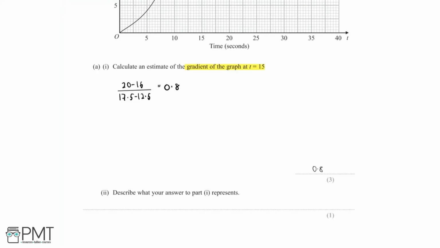Now in the second part of part A, we need to describe what our answer to part I represents. Well, now the gradient is equal to the change in y divided by the change in x. We have speed on the y-axis and time on the x-axis. And so we can think of the gradient as the unit on the y-axis divided by the unit on the x-axis. Well, we know that the change in speed divided by the change in time is equal to the acceleration, and so we can say that the gradient of this graph represents the acceleration.